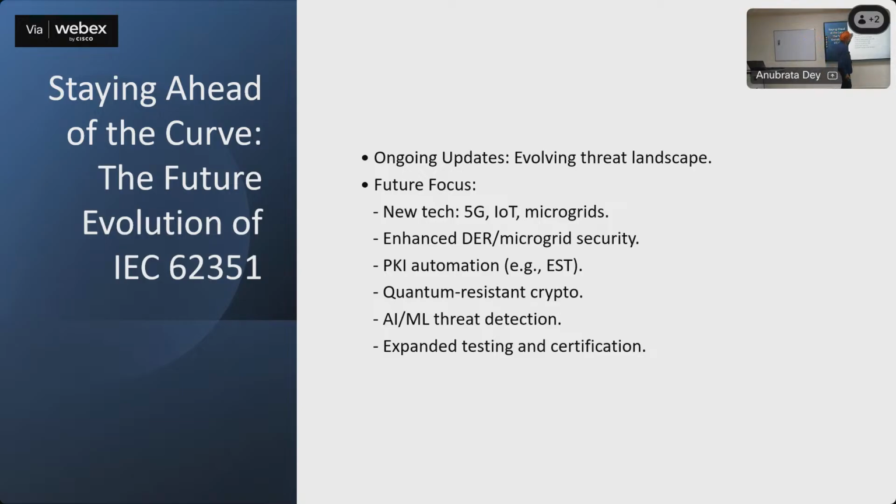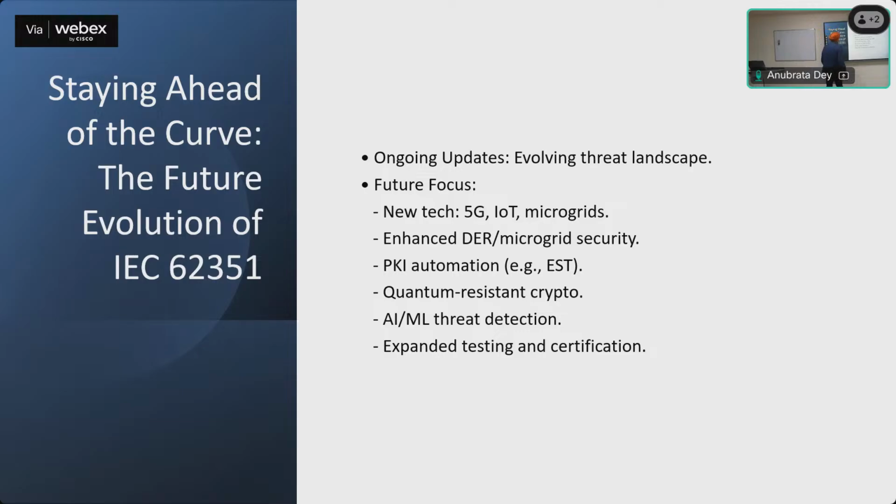The future focus of this standard will be, obviously, they're going to keep updating it: 5G, IoT, microgrids, enhanced DER and microgrid security. Right now, it has something. PKI automation is another one. I think eventually the tools will come which will make it easier to set up that infrastructure and monitor it, and so on, right? And then quantum resistant crypto, especially for asymmetric cryptography, because it is algorithm based, and if you have enough computing power, you can break it.